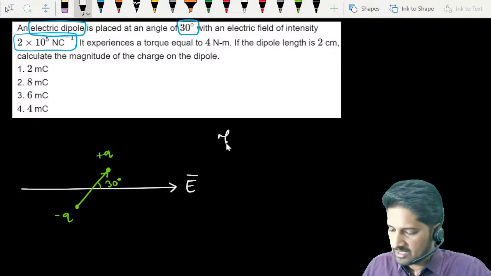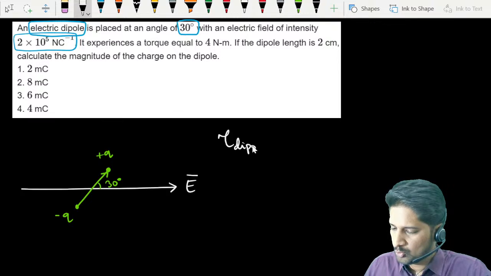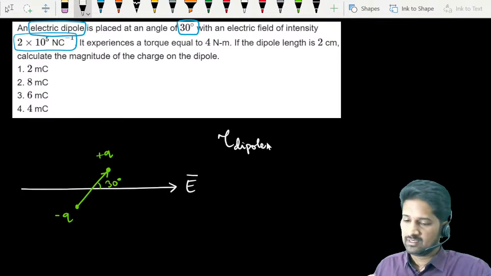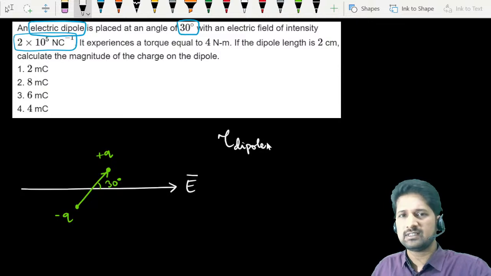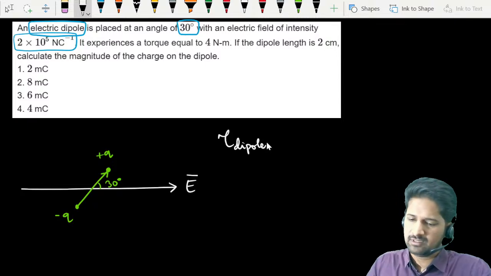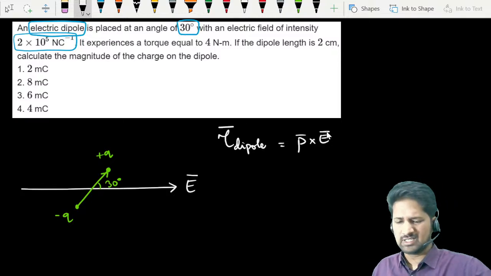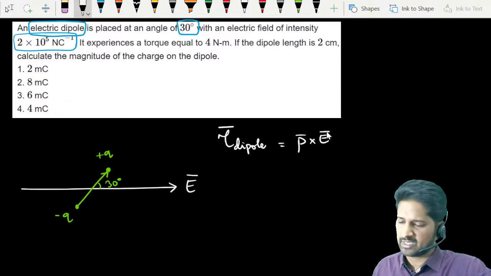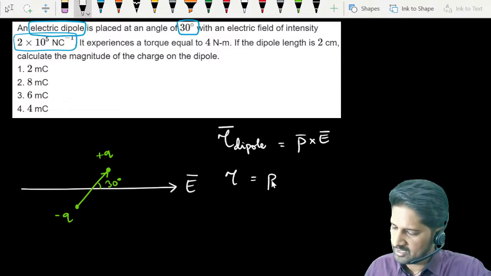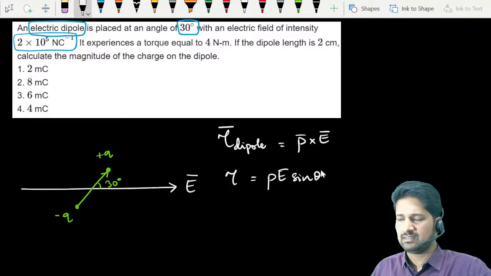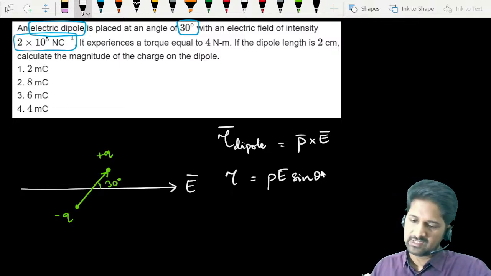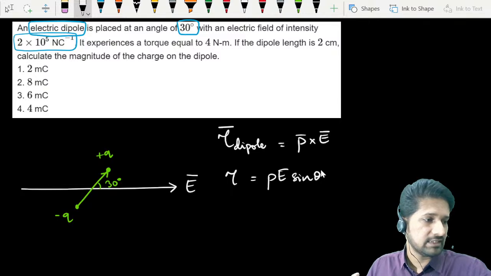Now, we have a formula for torque acting on a dipole placed in a uniform external field. Here they have not told that the electric field is uniform, but you have to assume, otherwise you cannot solve this problem. Torque on an electric dipole, the vector formula is P cross E, but here in the question they are only talking about magnitude. So magnitude of torque will be PE sin theta, where P is the dipole moment, E is electric field, and theta is the angle between them.